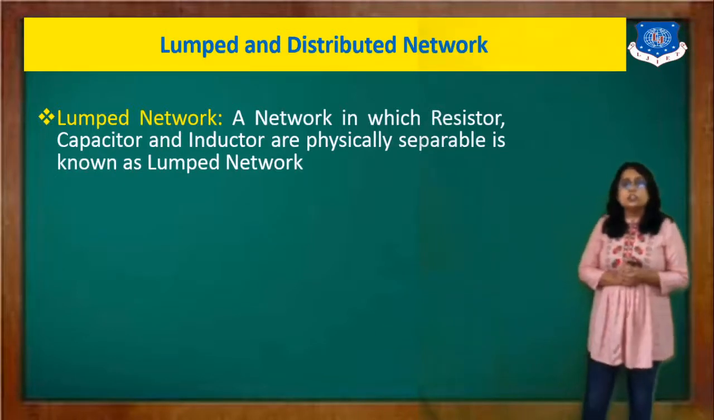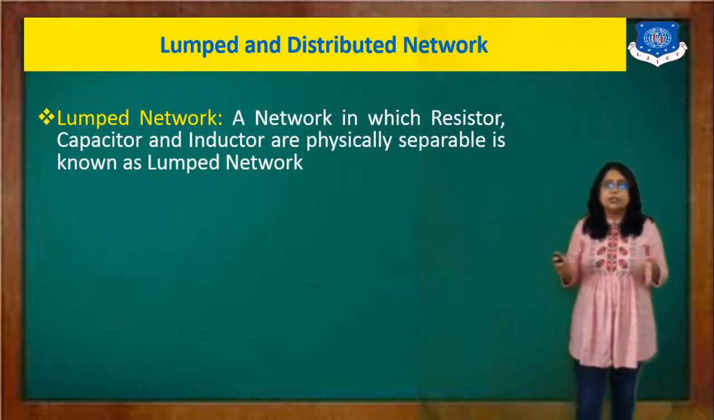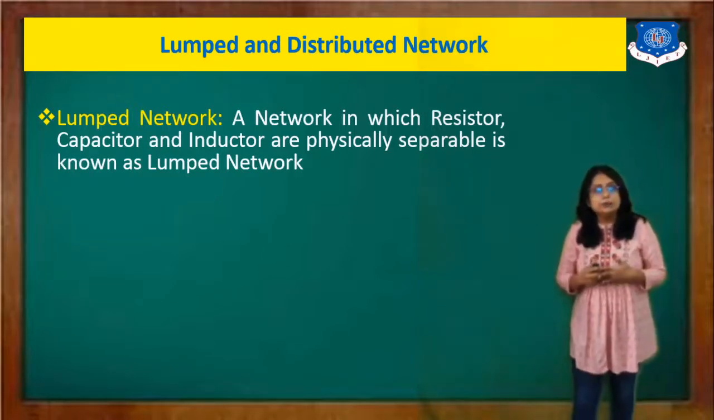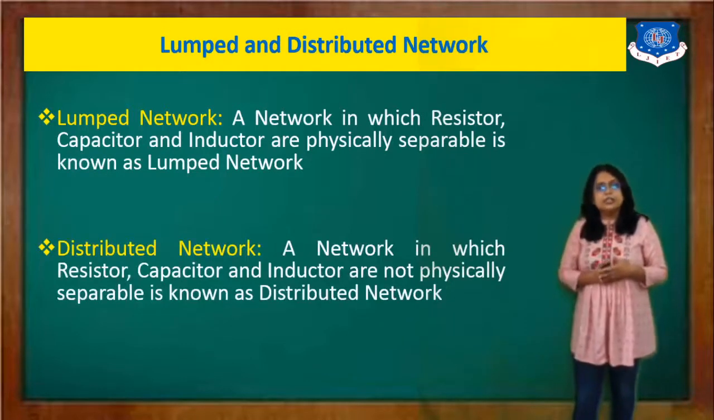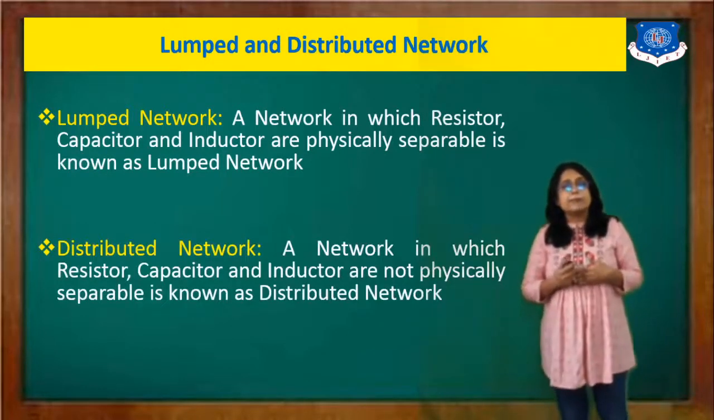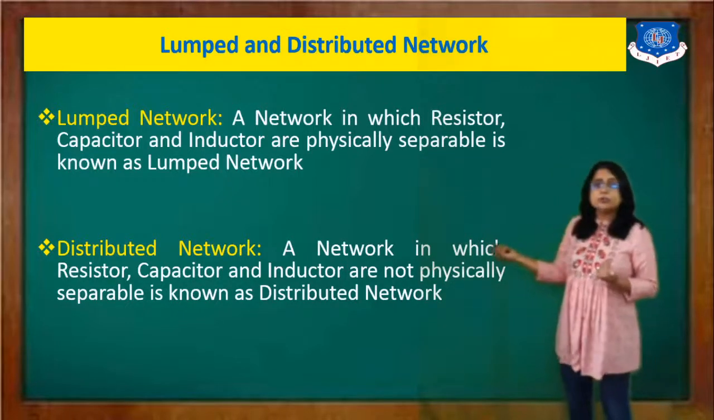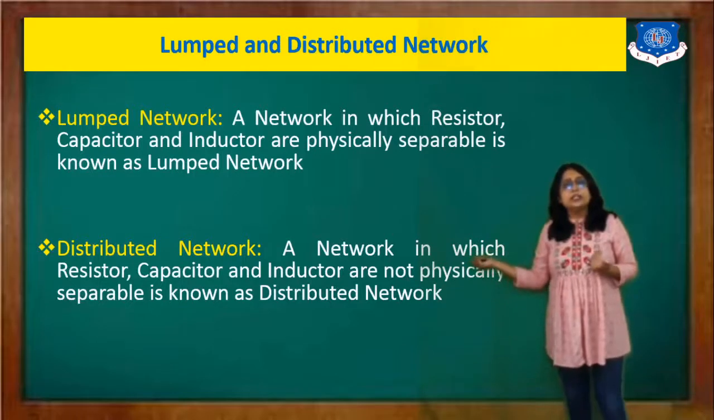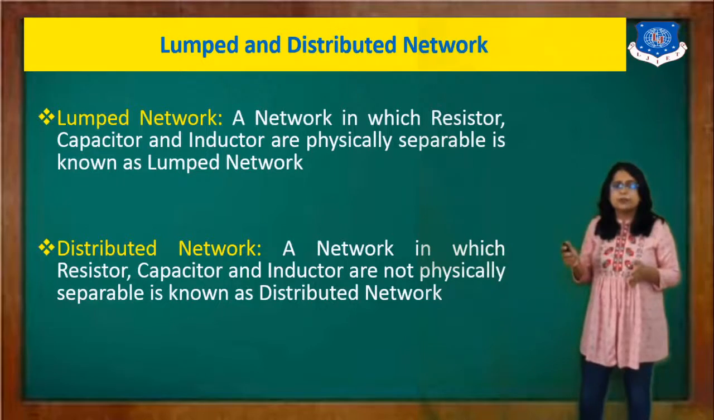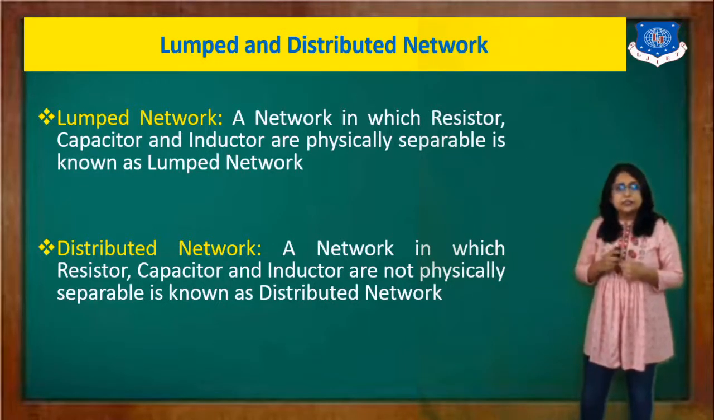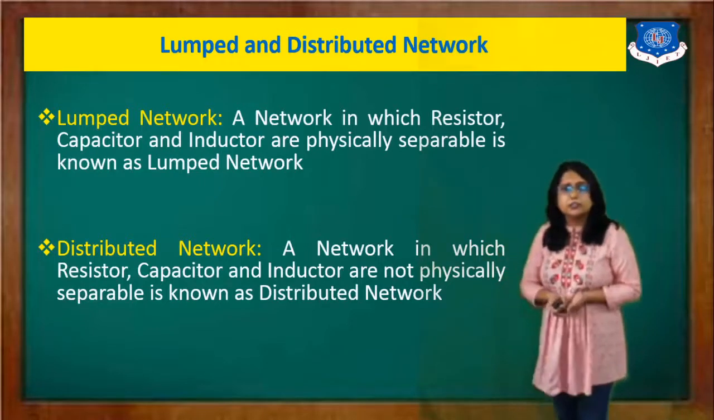And the last one is lumped and distributed network. A network in which the resistor, capacitor and inductor are physically separable is known as a lumped network. Or distributed, that means in which the resistor and capacitor are not physically separable, that is known as a distributed network. You can see here that you cannot identify a resistor or capacitor, they are not physically separable. That is a transmission line. Or here, a lumped network, you can consider any electronic circuit.